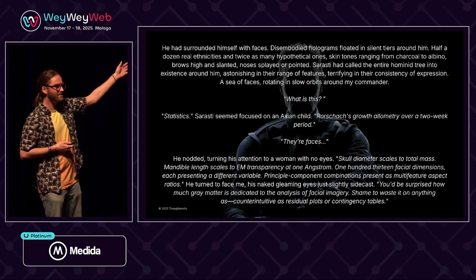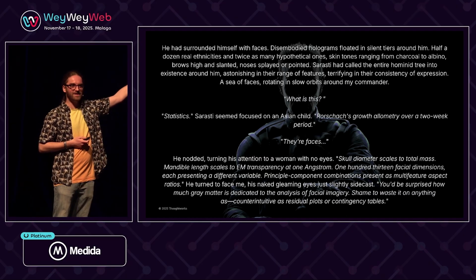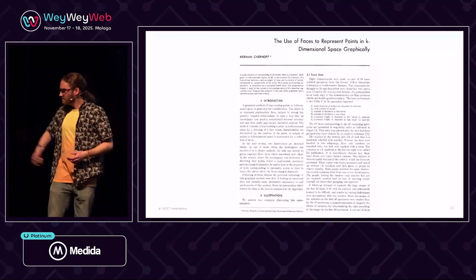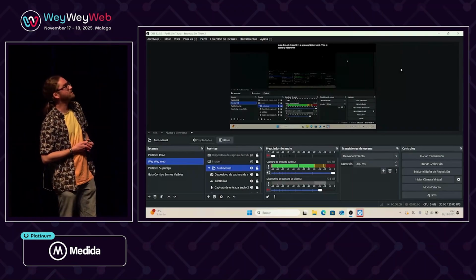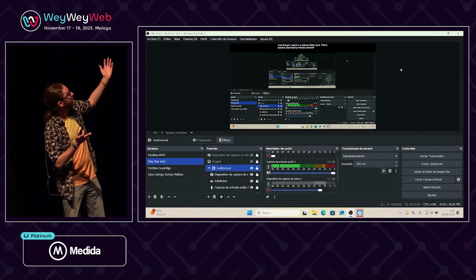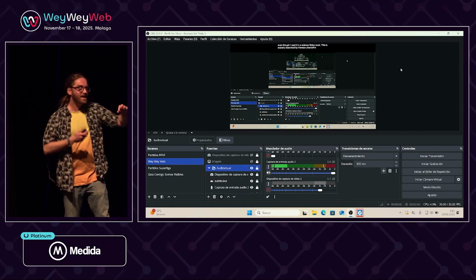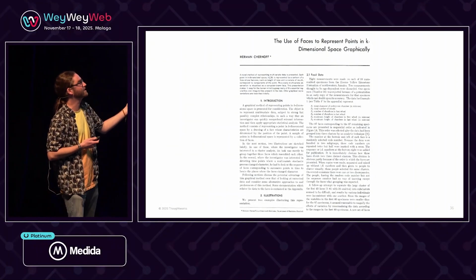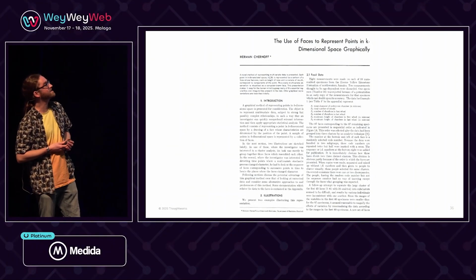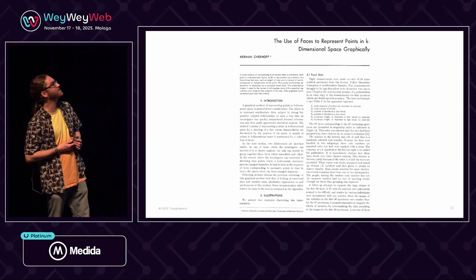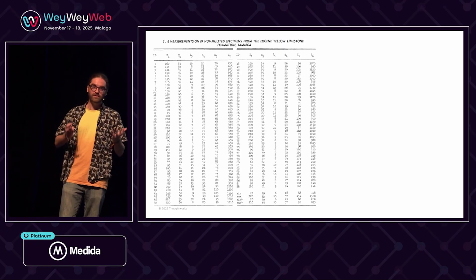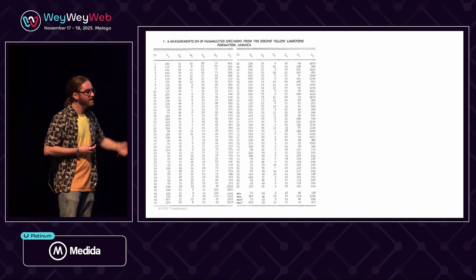But it turns out this is actually not a science fiction idea, even though I read it in a science fiction book. This was described by Herman Chernoff in a paper in 1973: the use of faces to represent points in k-dimensional space graphically. His idea was very, very simple, exactly as the book said.